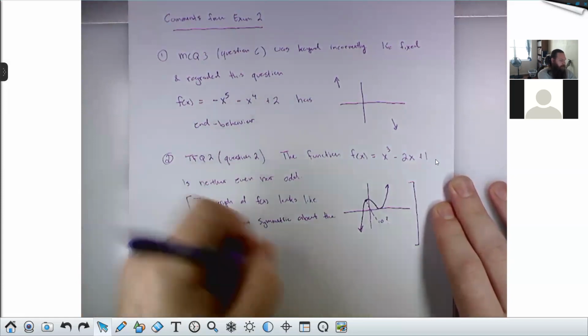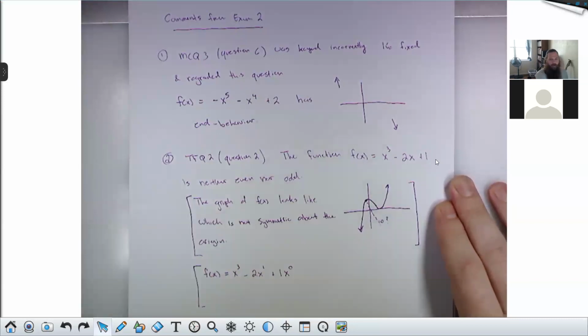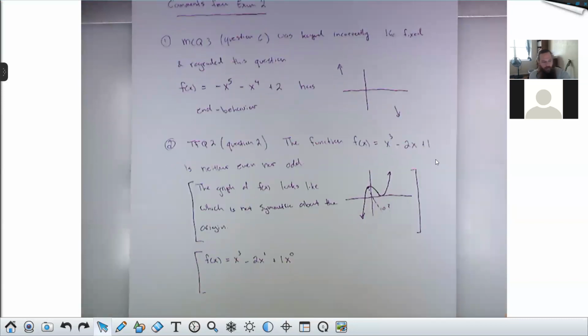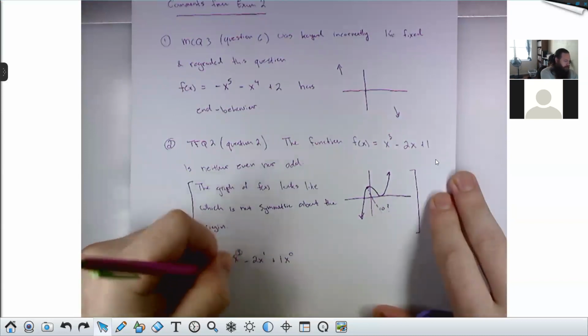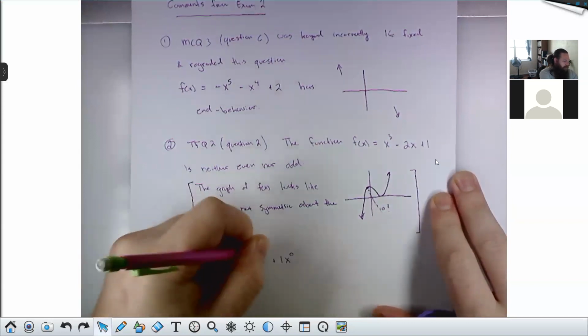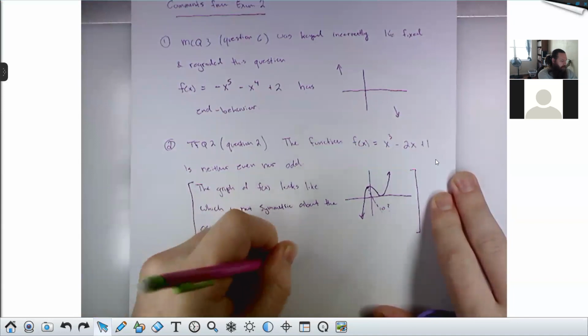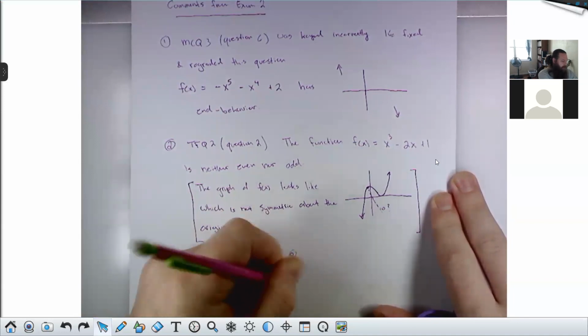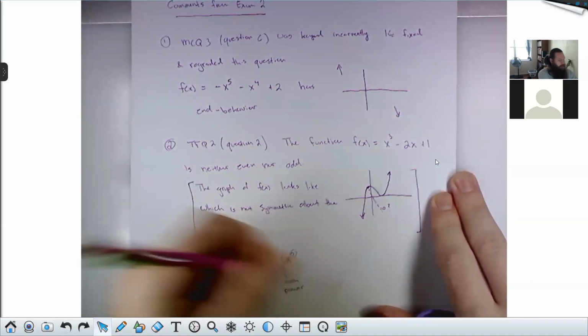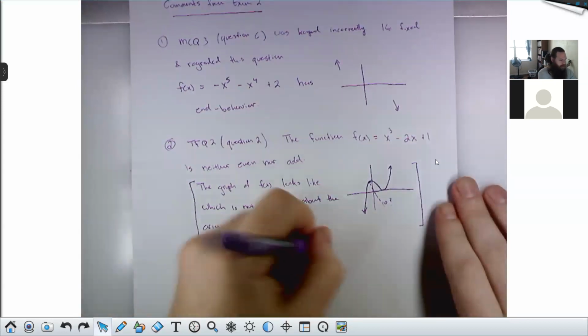So if we want to play that game, you can understand this in that context. So this power is odd. This power is odd. But this power is even. So that's how you can kind of see this in the context of that trick.